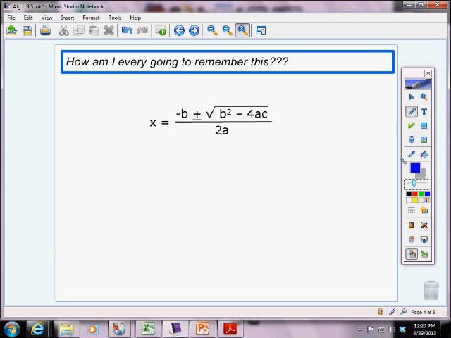Well, you're in luck, because tomorrow in class I will teach you a song that you get to sing to memorize it. Before you laugh too hard, I have never forgotten the quadratic formula since high school by this nice little song, so I know you're going to be excited about that.